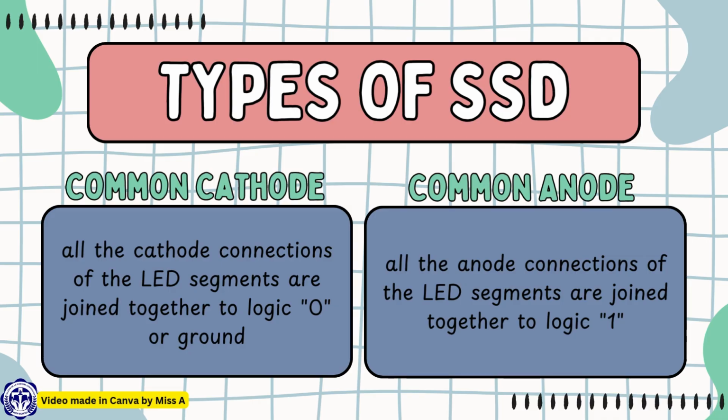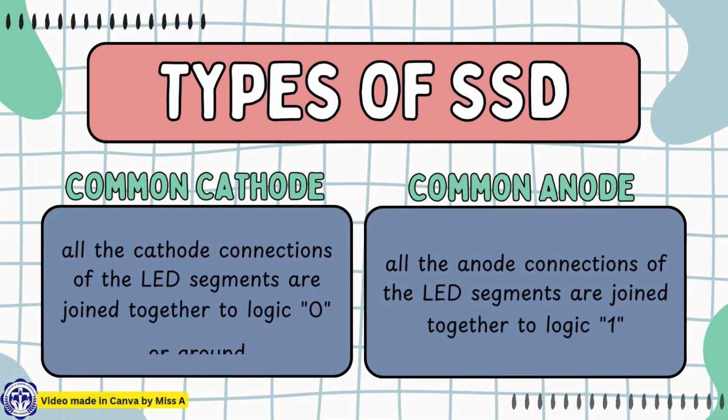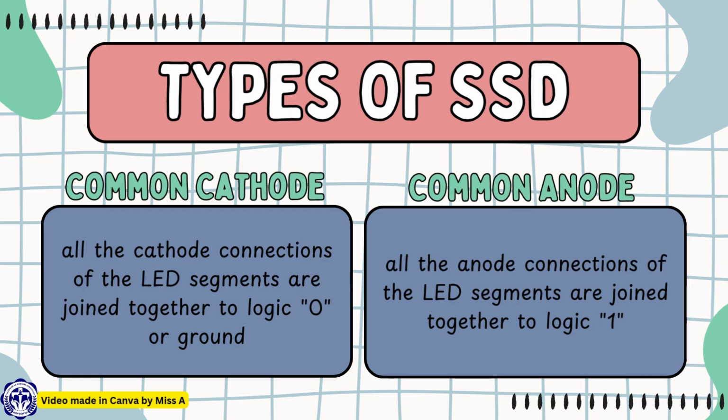While in the common anode, or CA, all the anode connections of the LED segments are joined together to logic 1. The individual segments are illuminated by applying a ground, logic 0, or low signal via a suitable current limiting resistor to the cathode of the particular segment, A to G.